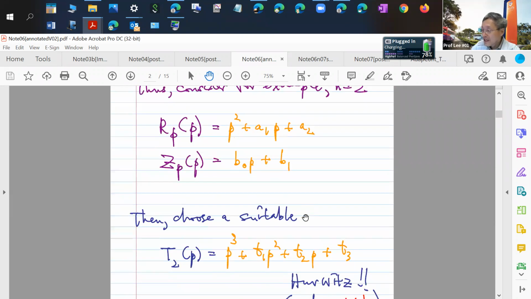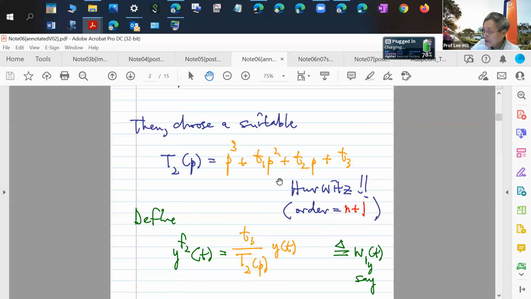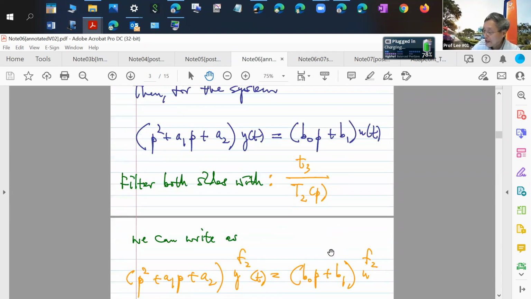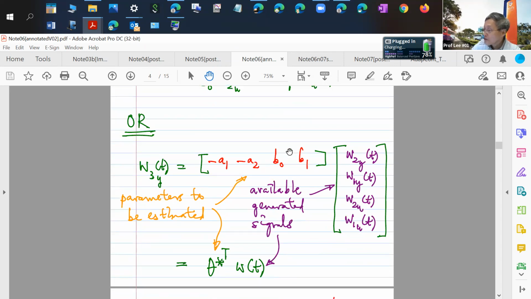Actually, you don't need order n+1. If you rearrange it carefully, order n is good enough, but never mind, I do an overkill, I do an order n+1. And the moment I do an order n+1 and stable, okay, I can filter both sides. And as before, once I filter both sides, I can generate all the signals that I want. And the moment I generate the signals that I want, I can rearrange the parameters like that. All right, and all these are signals that I have, because these are generated from what I have above, and then these are the parameters of the system.